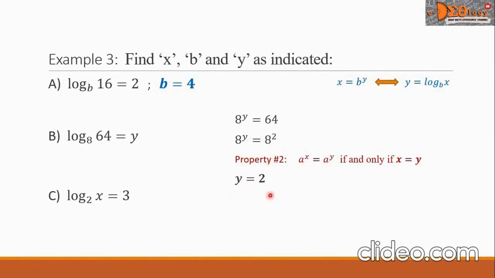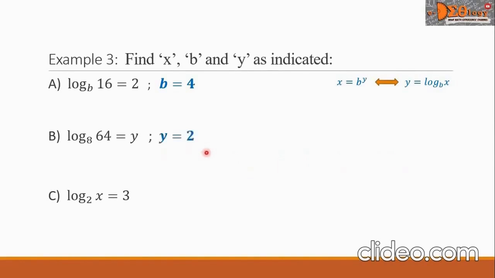And this is the value of y that I want to derive from problem B. So I'll just copy this answer opposite letter B: y equals 2. I will go now to problem C. The log of x to base 2 equals 3, and I will find the x.